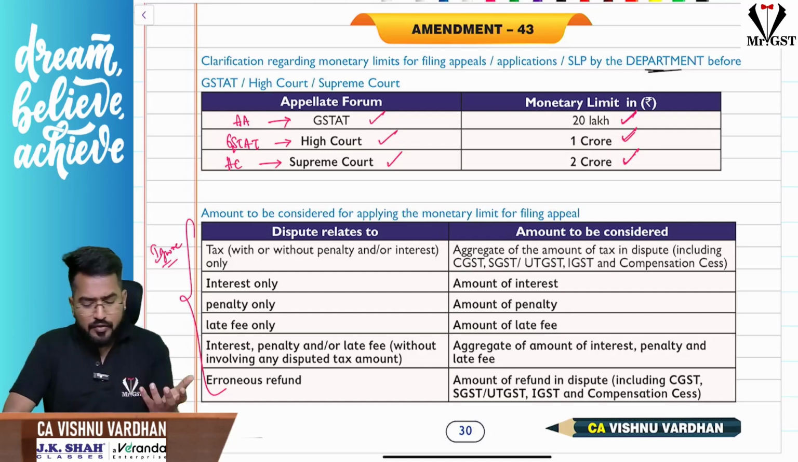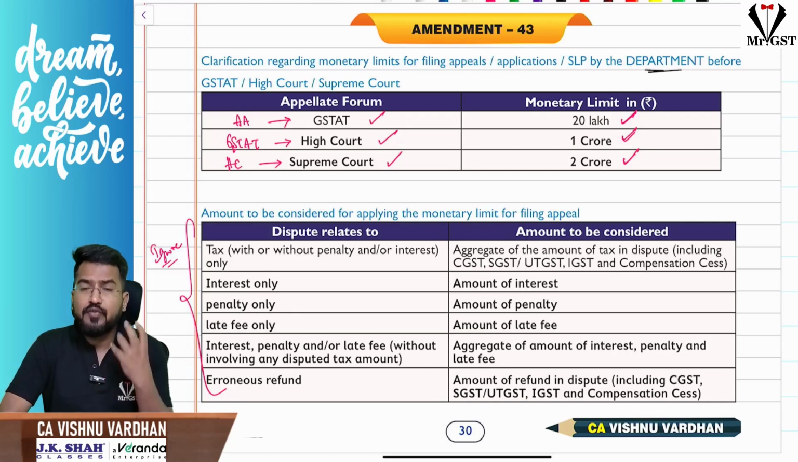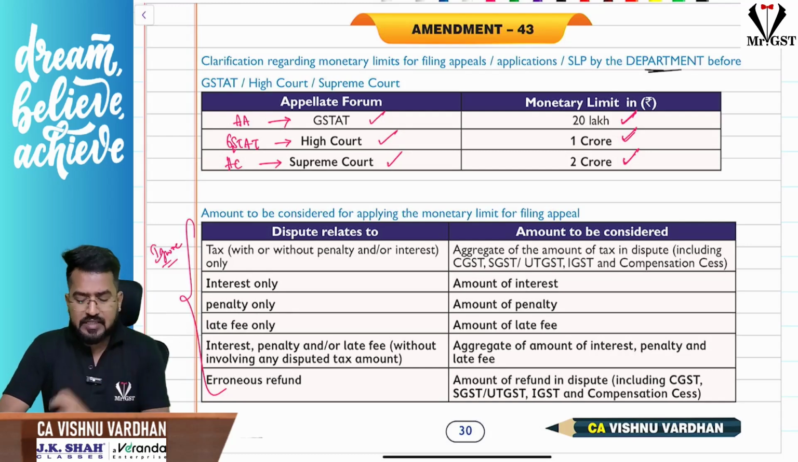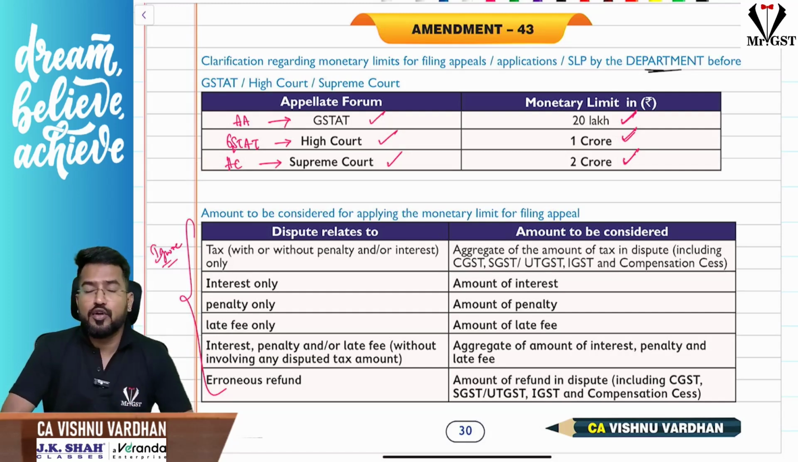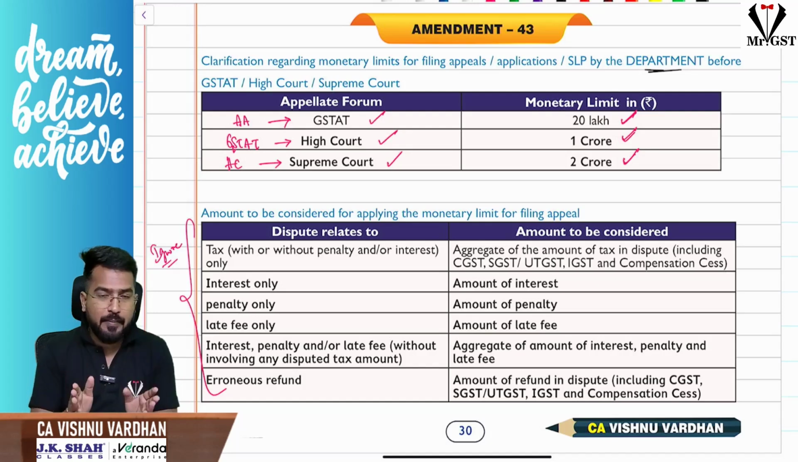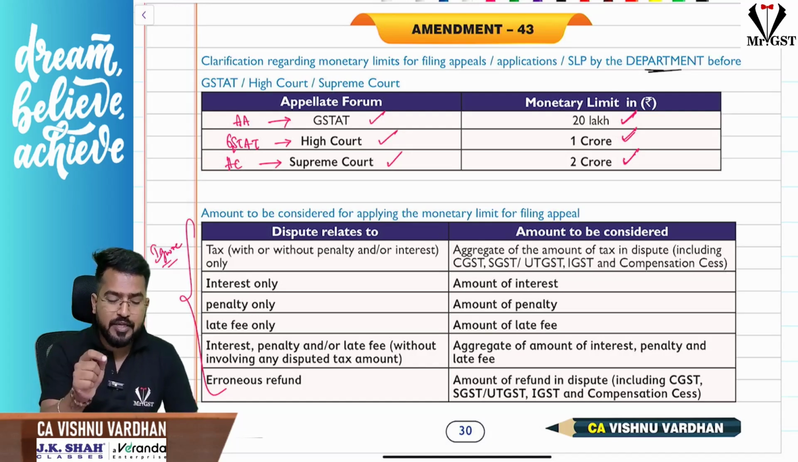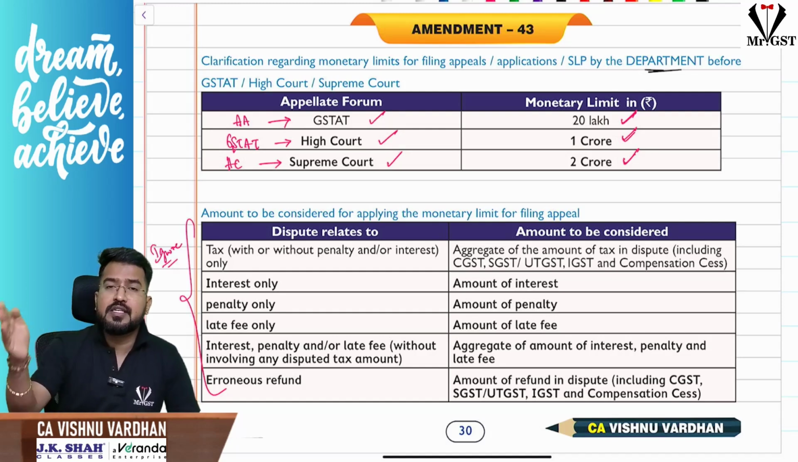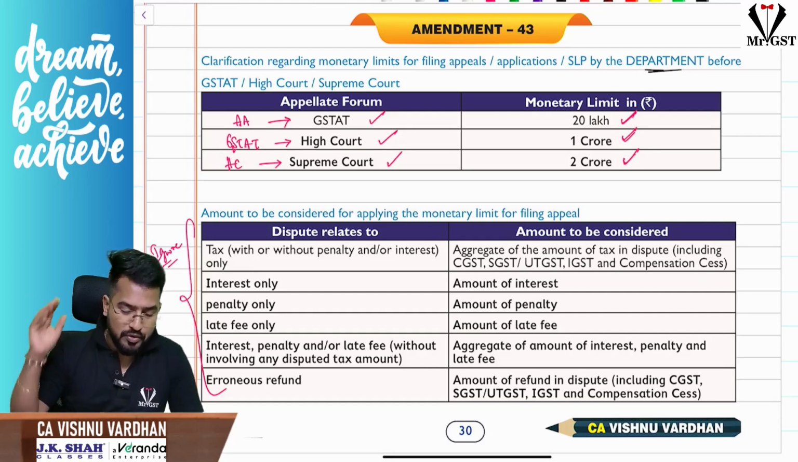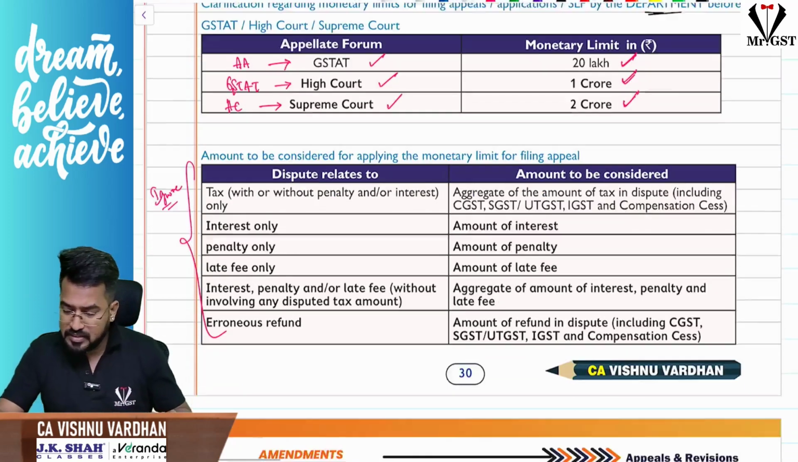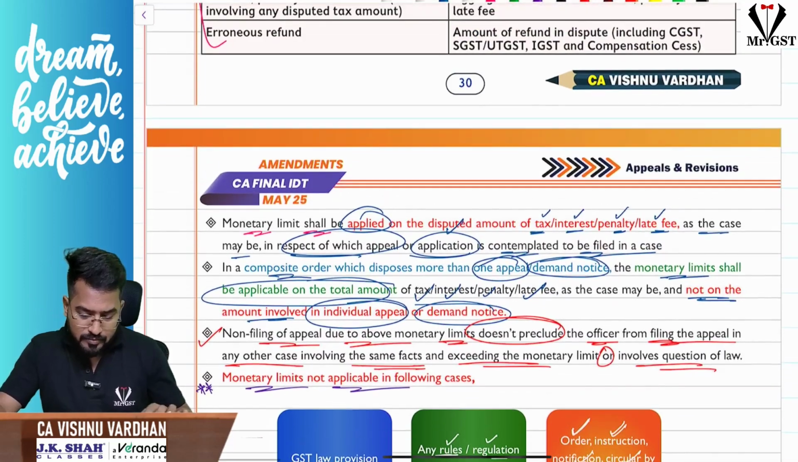In case of erroneous refund also, the amount of refund in dispute, including CGST, SGST, all these put together, if it is crossing these limits, then you can go and knock the doors of that particular GST Tribunal, High Court or Supreme Court. These limits are only for the department to knock the doors of the respective forums. To go to the GST Tribunal, the demand should be 20 lakhs; otherwise, for High Court, 1 crore, Supreme Court, 2 crores. That is the point. So this is regarding monetary limits.